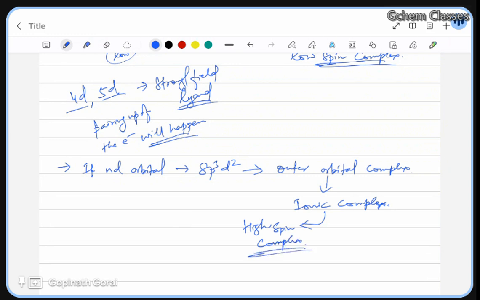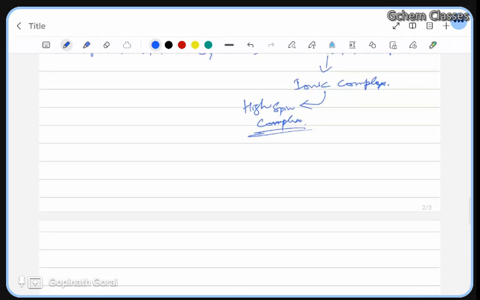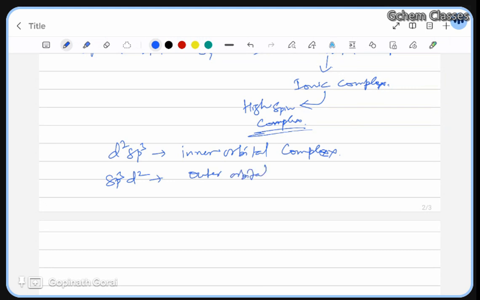High spin complex means here pairing up is not taking place, right? Always remember this. So d2sp3 is an inner orbital complex and sp3d2 is an outer orbital complex. We will discuss so many examples, so it will be easy for you. I'll give you examples one by one.